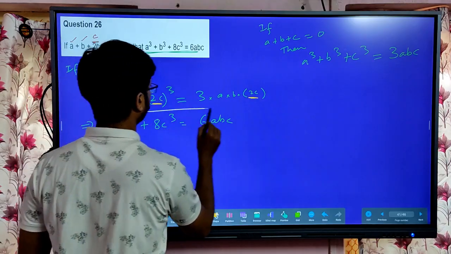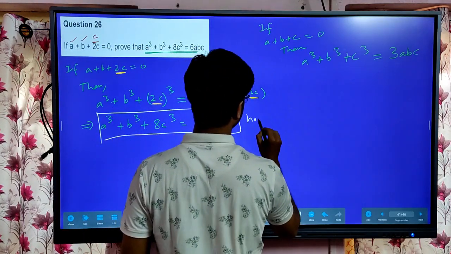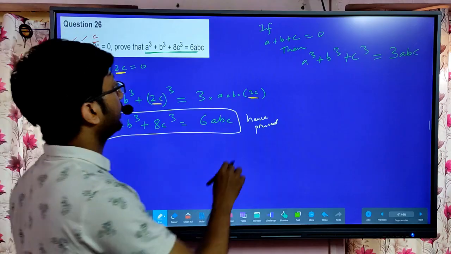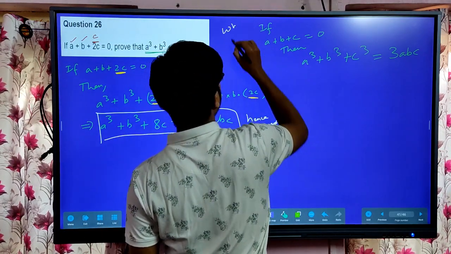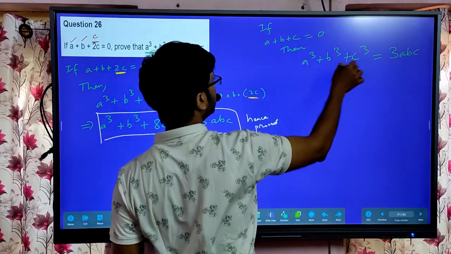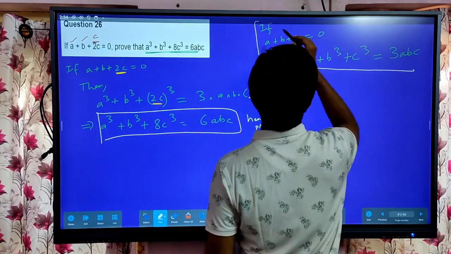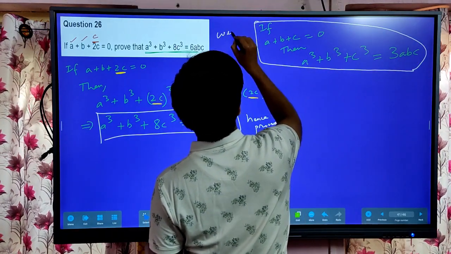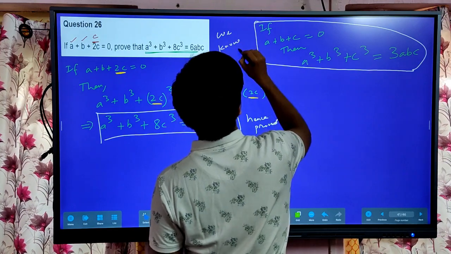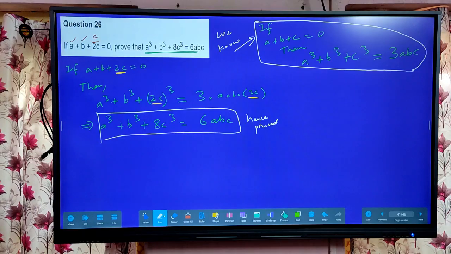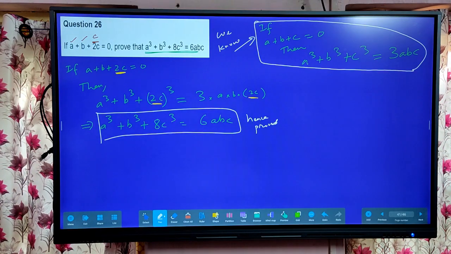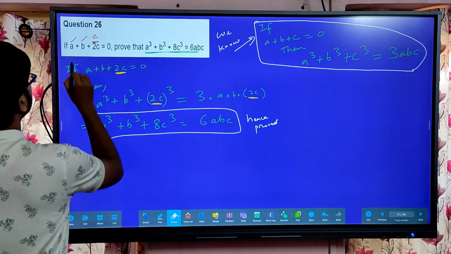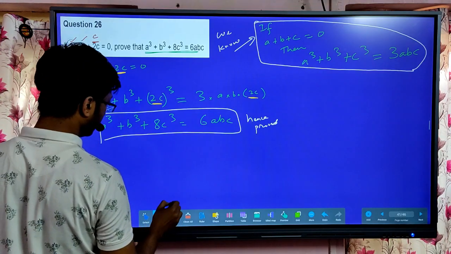We'll box it and write hence proved. This you have to write in the copy. Because it is only one step, this much should be there. We know if a plus b plus c equal to 0, then a cube plus b cube plus c cube equal to 3abc. Just write like this.